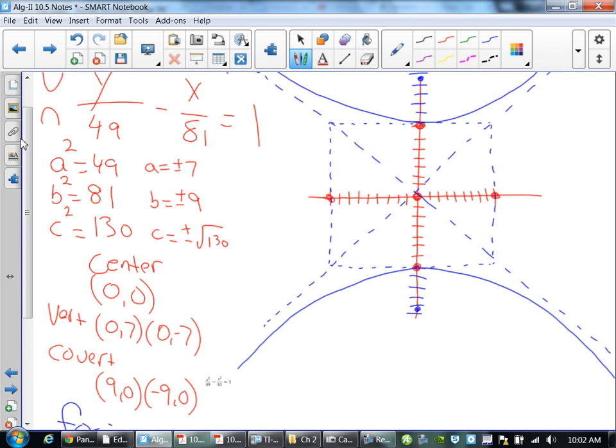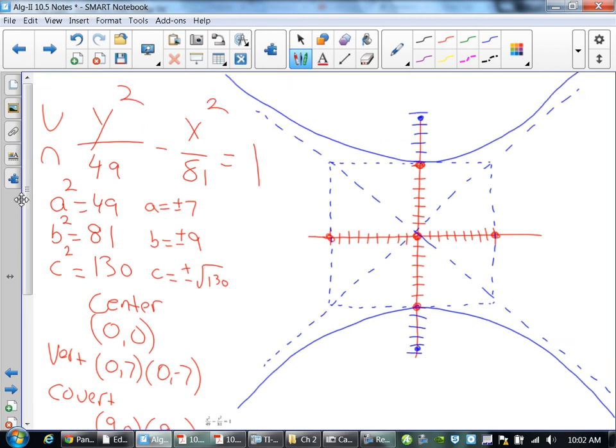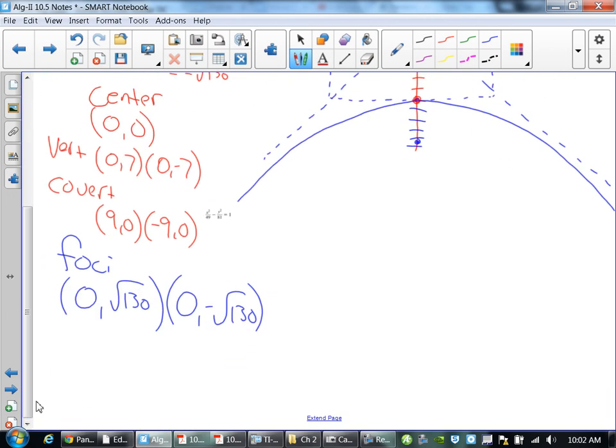Lastly, I have to write the equation of the line of my asymptotes. My asymptotes have slopes of, well, I went up 7 over 9. So it's going to be y equals 7 over 9x, and y equals negative 7 over 9x.